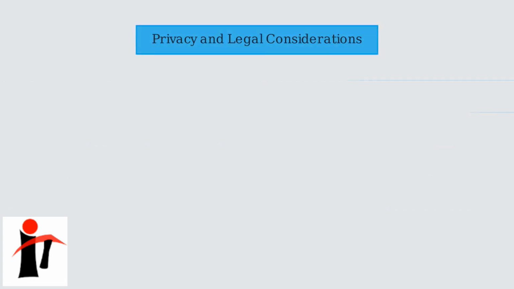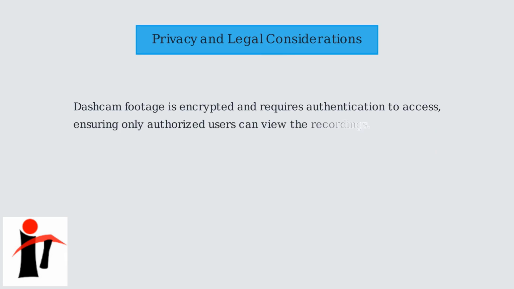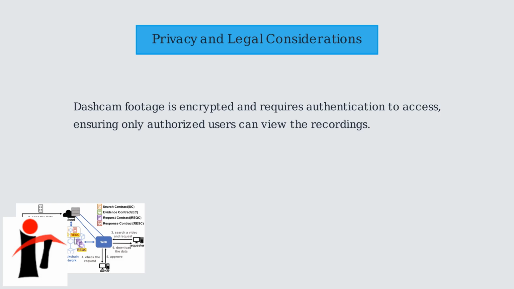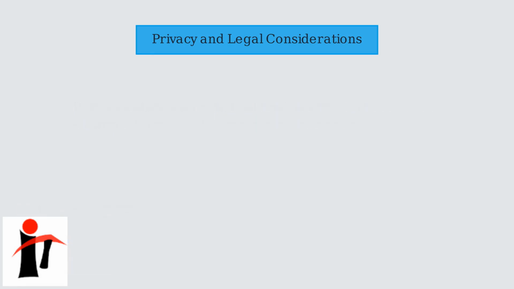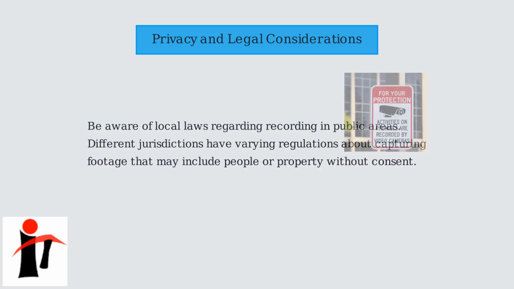Privacy and legal considerations are crucial when using Tesla dashcam footage. All recordings are encrypted and require proper authentication to access, protecting the data from unauthorized viewing. Additionally, users must be mindful of local laws concerning recording in public spaces. Regulations vary by location and may require consent or restrict certain types of surveillance.